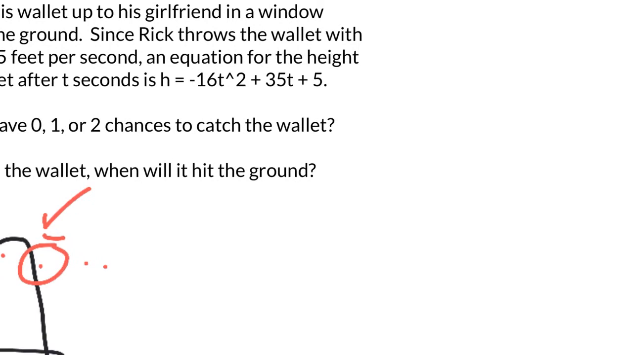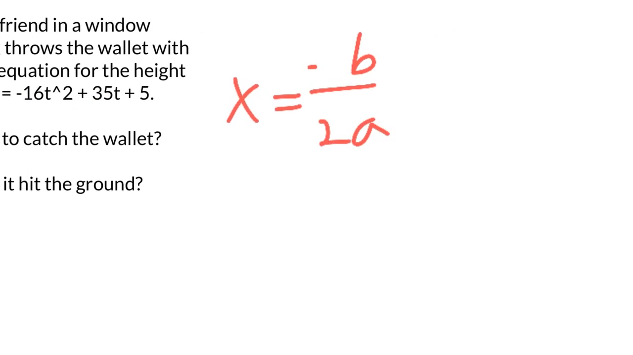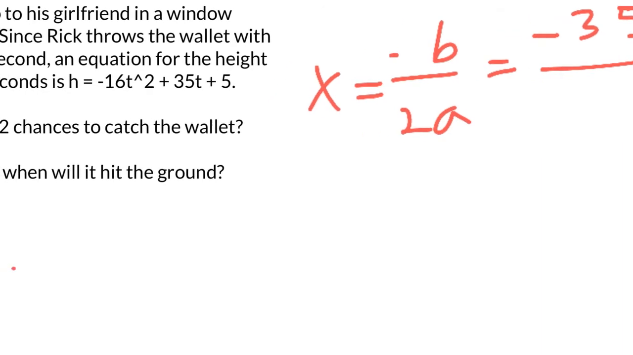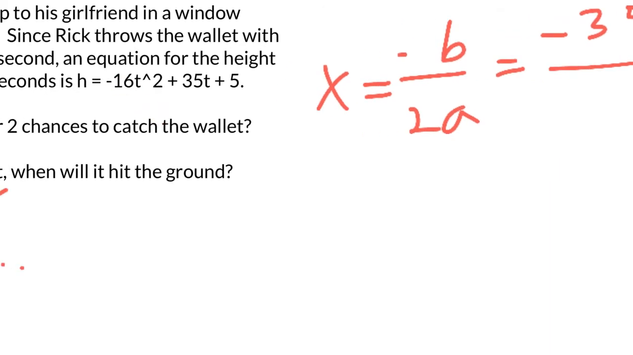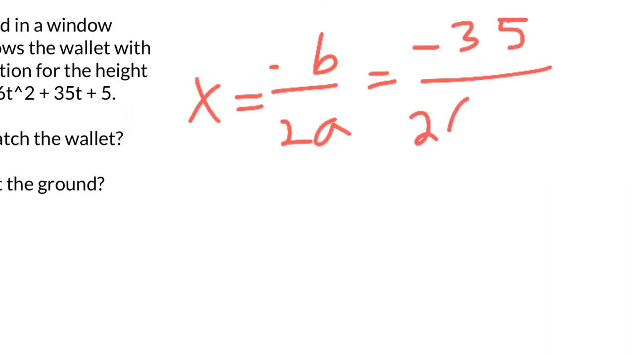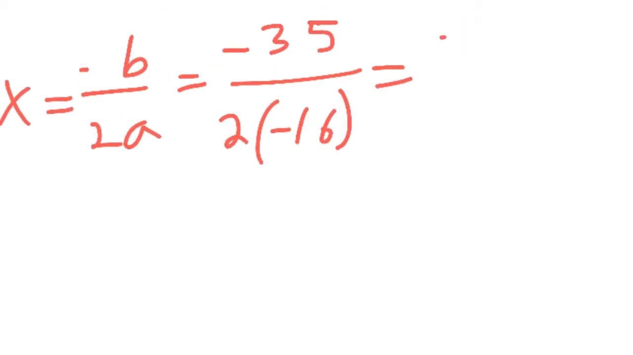And there's a formula to find out the x-coordinate of a vertex. x equals negative b over 2a. Where again, a is the first coefficient, b is the second, c is the third. So in this case, our b is 35, so I'm going to plug in negative 35 divided by 2 times a. In this case, a is negative 16. So when you do that, you get negative 35 over negative 32.